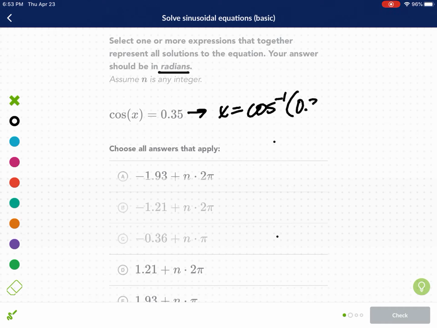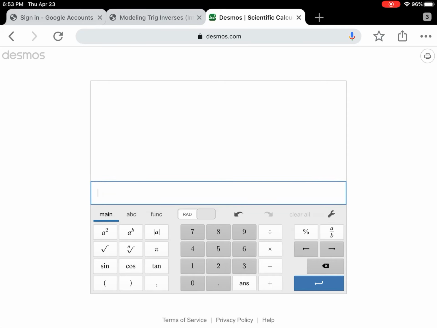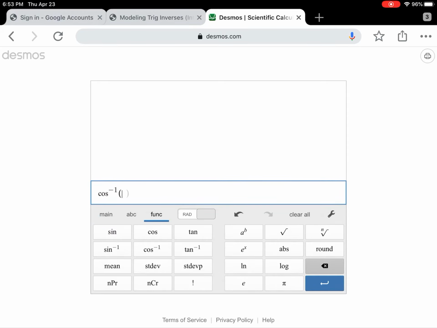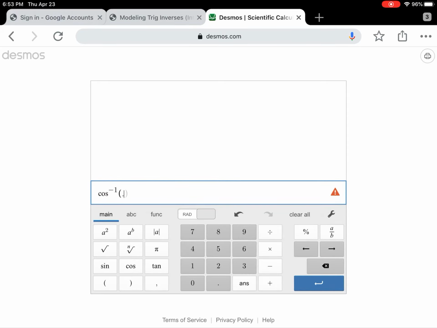X is going to equal the inverse cosine of 0.35, and we are in radians still. So let's find that principal solution, by the way. That's what it's called. The one your calculator gives you, or that very first value, is called the principal solution. Let's find it. Let's clear all this. We want to do the inverse cosine of 0.35. And in radians, our principal solution is 1.21.